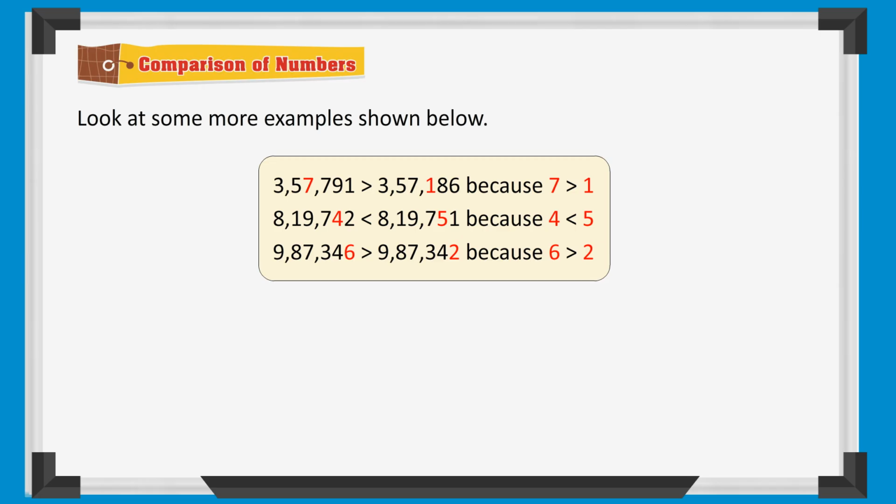9,87,346 is greater than 9,87,342 because 6 is greater than 2.